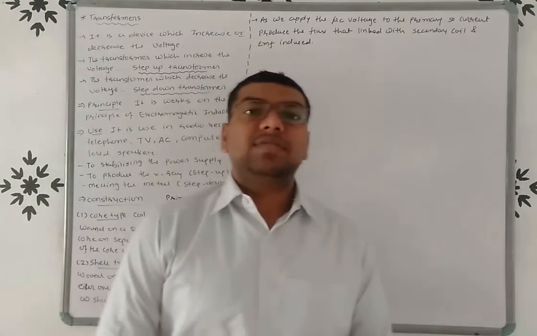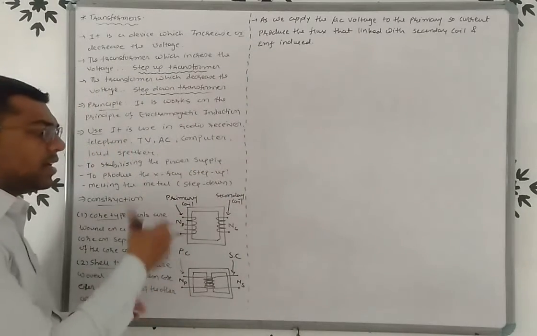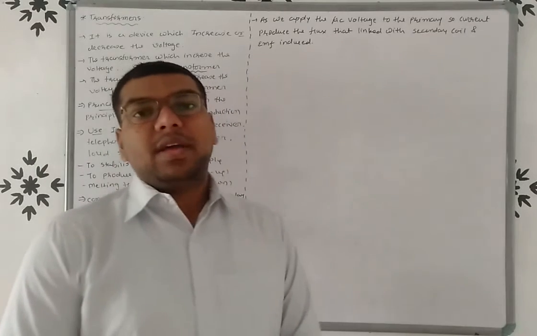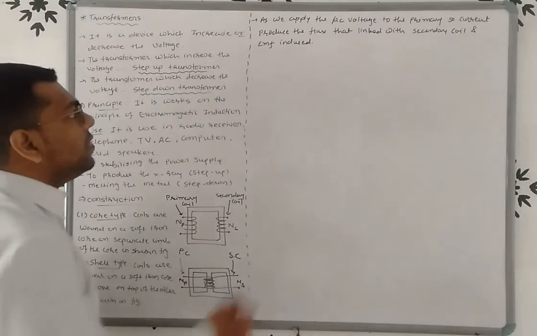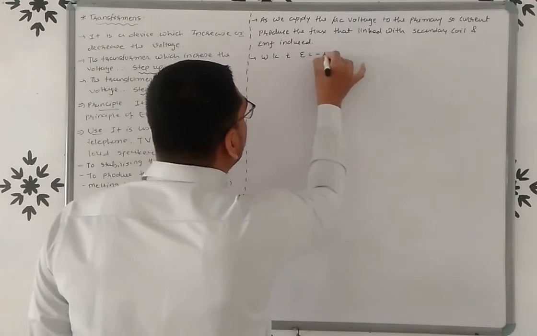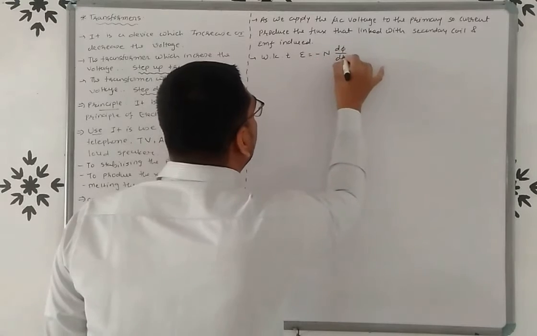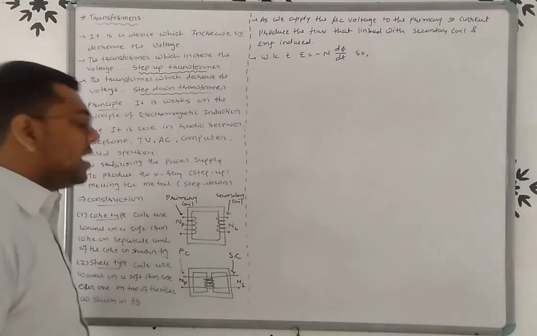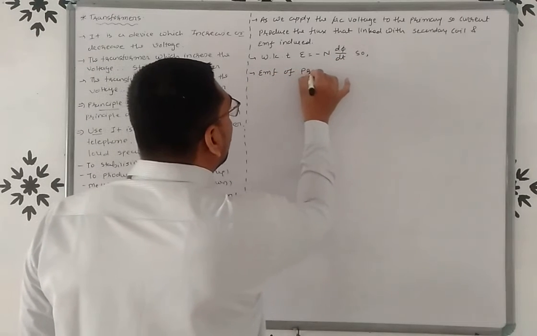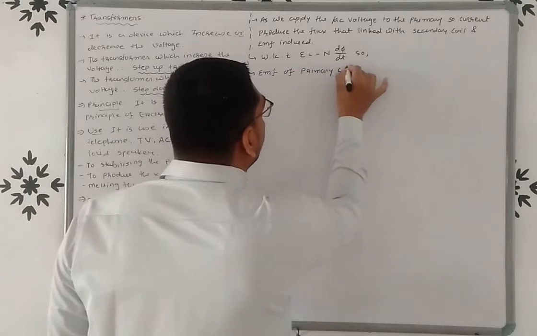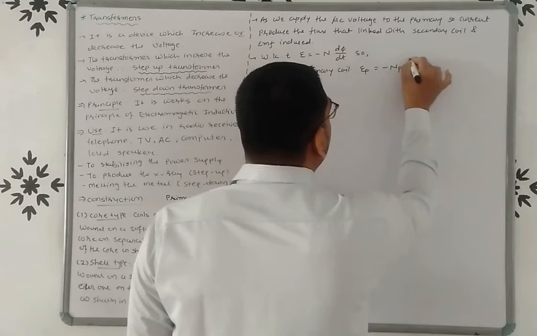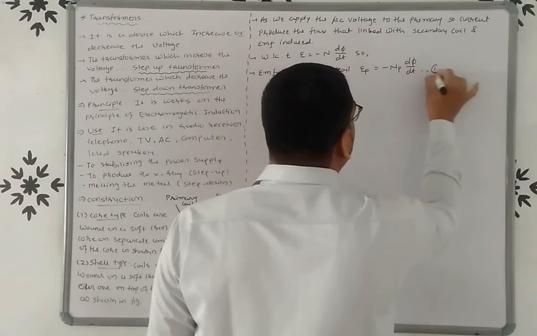So as we apply the AC voltage to the primary side, the current produces the flux that links with the secondary coil and produces the EMF, right? Now we know that the EMF E is equal to minus N d phi by dt. So the EMF of the primary coil, that is EP, is equal to minus NP d phi by dt. That is equation 1, right?